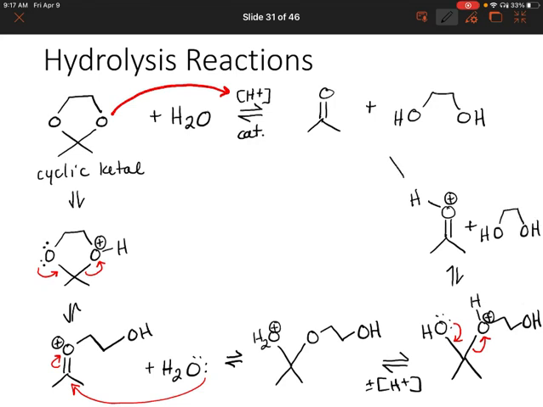So in the last step, we're just going to deprotonate that oxygen. So maybe water would come in and take that hydrogen. So we'll just write minus H plus here. And now we have our ketone and ethylene glycol. So again, hydrolysis is one way that you can reverse your reaction. If you were forming a ketal or an acetal, for instance, you can go back to the starting materials by using hydrolysis. So you can also do this with imines and enamines.